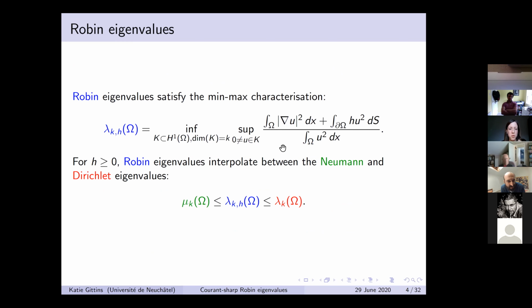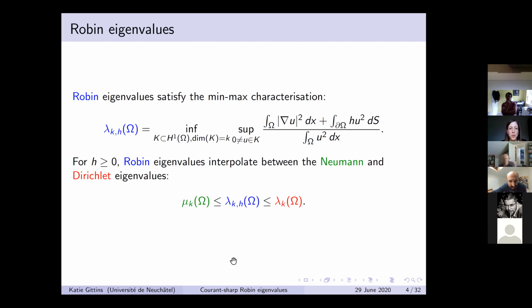One thing which is important for the Robin eigenvalues, or at least for our discussion later, is that they interpolate between the Neumann ones when h is 0 and the Dirichlet ones as h tends to plus infinity. That's in the case where h is positive. And we'll also be interested later in what happens when h is negative in terms of Courant sharpness, where we no longer have this nice Neumann and Dirichlet bracketing.